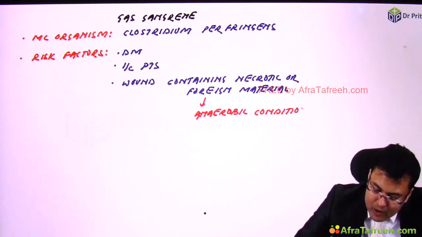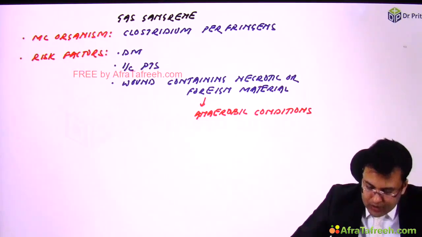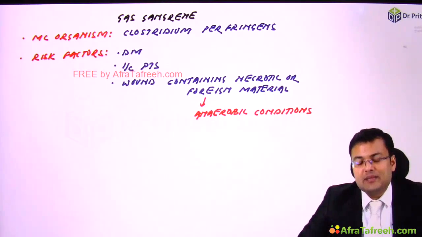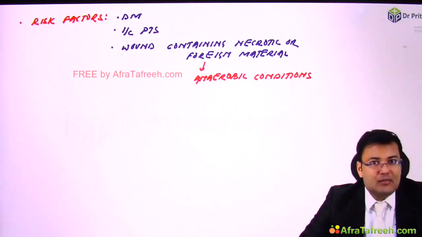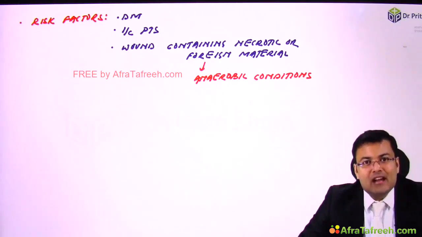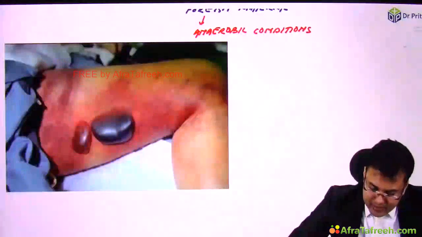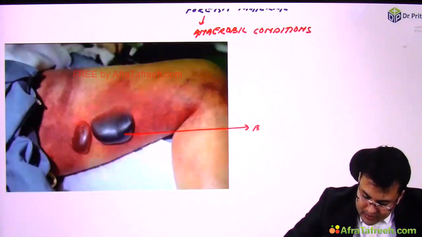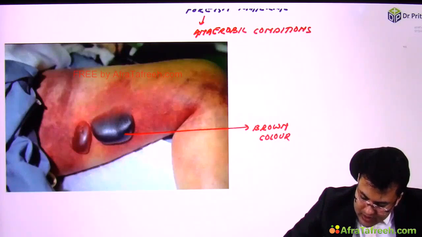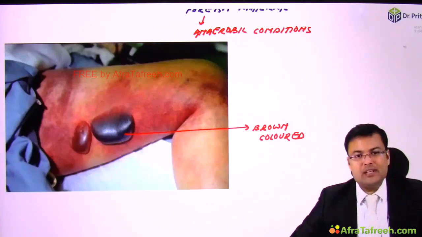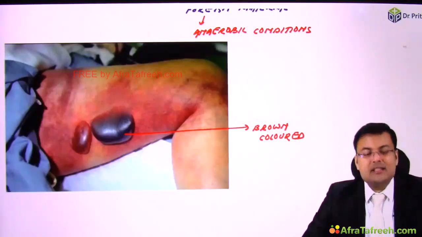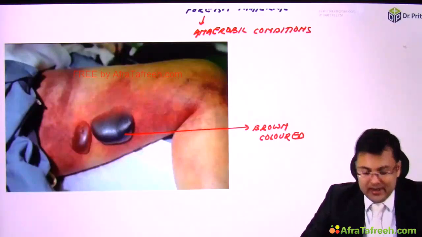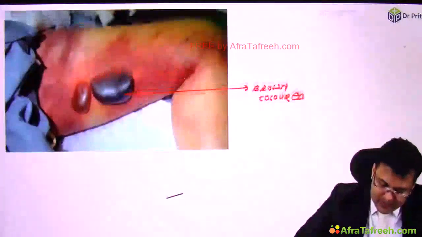These anaerobic conditions promote the growth of Clostridium perfringens. Now there is a typical appearance and there are typical signs and symptoms of gas gangrene. Have a look. Here, can you see this brown colored thin exudate? Characteristic feature. In these patients there is severe local wound pain. So see the clinical findings.